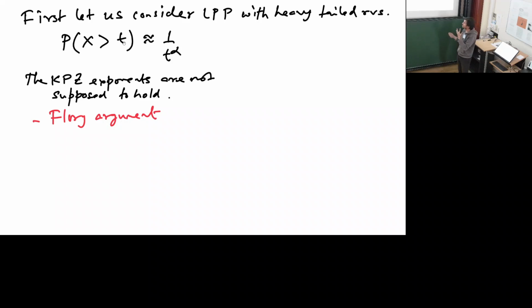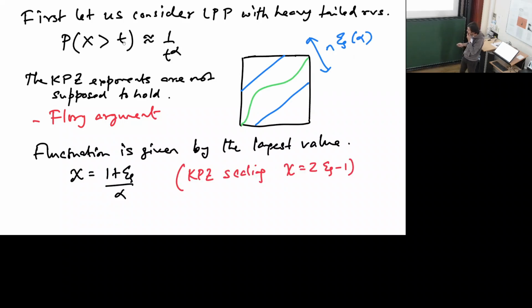The KPZ exponents are not supposed to hold in this setting. This is all open, but there is some non-rigorous physics argument that we can go over to get some sense of what one might expect. Here also the KPZ scaling relation is expected to hold: the fluctuation exponent chi is supposed to be 2 times the wandering exponent minus 1, but the exponents are not going to be 1/3 and 2/3 anymore. What is expected is that the wandering exponent is n to the xi, where xi is now some function of alpha, the tail behavior.